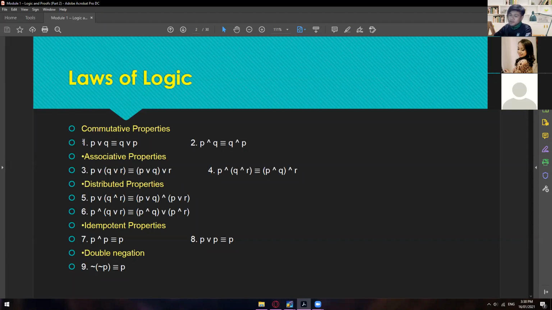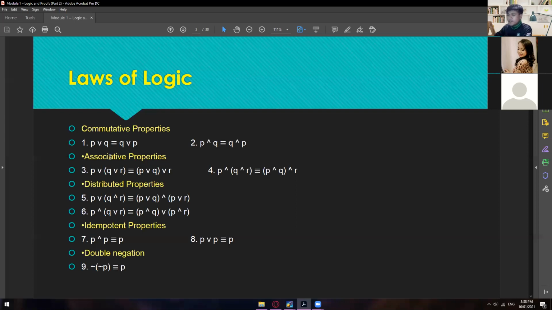First we have the commutative properties. This one is very easy. Number 1, number 2. Here we have the connective or, and then the connective and. As you can see, P or Q is equal to Q or P, meaning you can interchange those two variables. This is only applicable for the or and and connectives. So this is for the or, and this is for the and: P and Q is equal to Q and P. That's it for commutative properties.